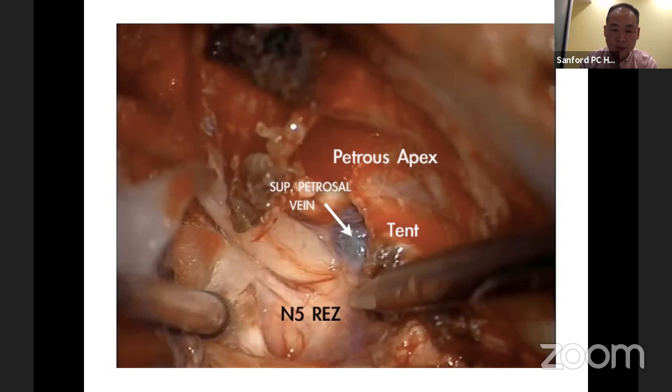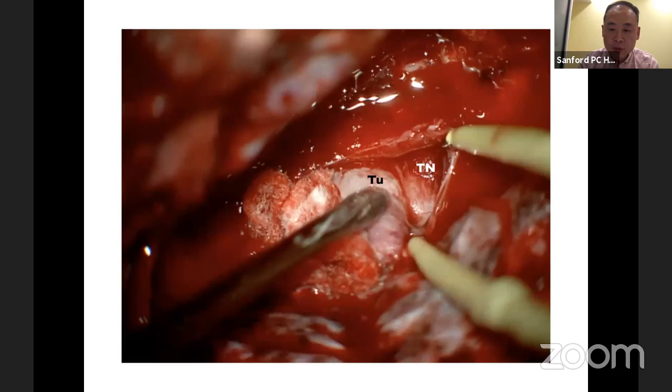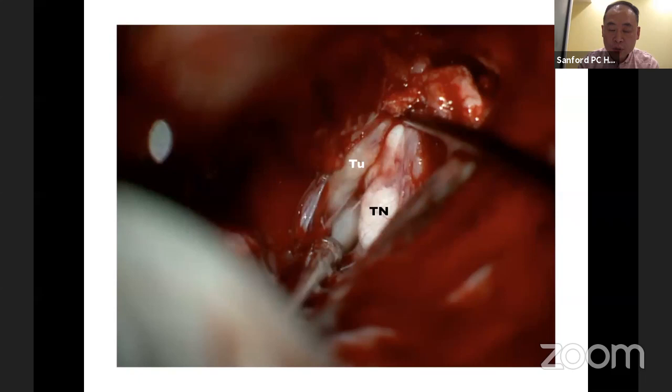So using these same techniques, you fully expose the lateral wall of the cavernous sinus, you open the Meckel's cave, you cut the tentorium base dura and fully divide the tentorium, you can do the passage like a dumbbell type of trigeminal schwannoma like this case. You open the Meckel's cave, remove the tumor and release some rootlets of the trigeminal nerve. You cut the tentorium to widen the Meckel's cave. Then you can reach almost to the trigeminal nerve entry zone.